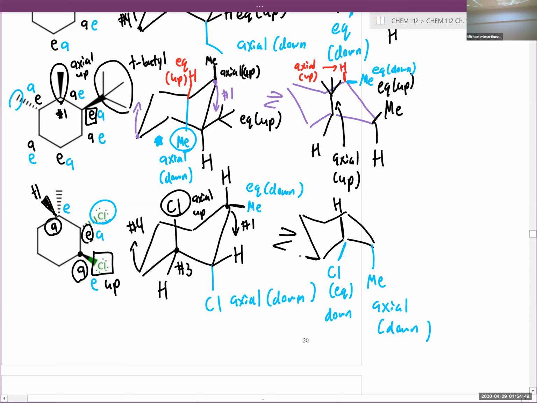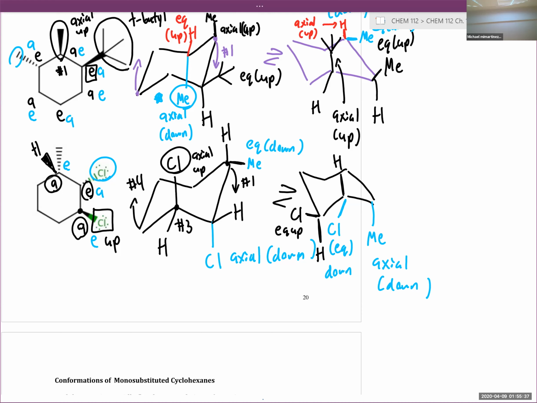But what I really want to make clear in our last few minutes is, your first substituent at carbon number 1, if it has a wedge, you need to put it axial, if you're drawing the right-facing chair conformation. So although this is a really subtle mistake, this can cause huge problems.